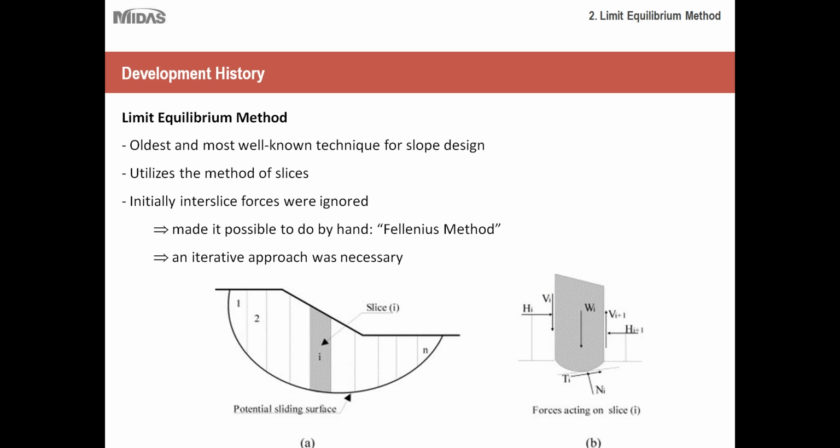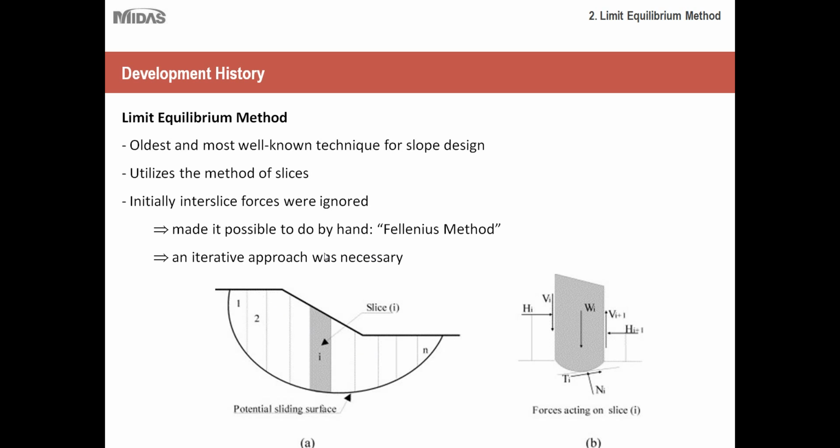So previously, during the early incarnations of this method, they ignored these interslice forces just because it was very complex to take them into account. So certain assumptions were made, and also an iterative approach was necessary. When this method first came out, you had to create your arc failure surface, and then calculate the forces for each of your individual slices, and then you get your factor of safety.